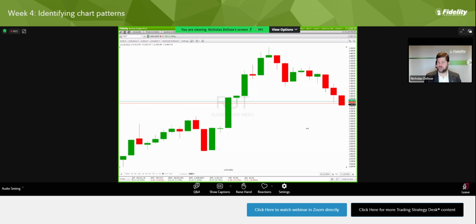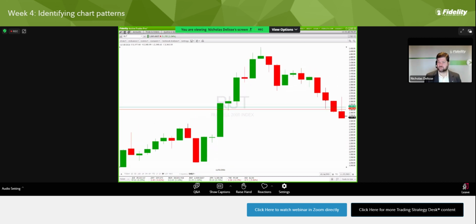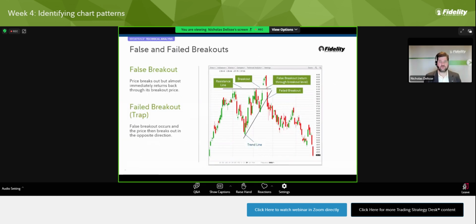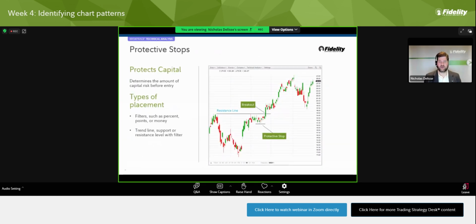And then you'd have gotten back out over here, for a smaller loss, so to speak, as opposed to holding and then selling it back down here. Some different things to think about and to consider. The protective stops, they protect your capital.